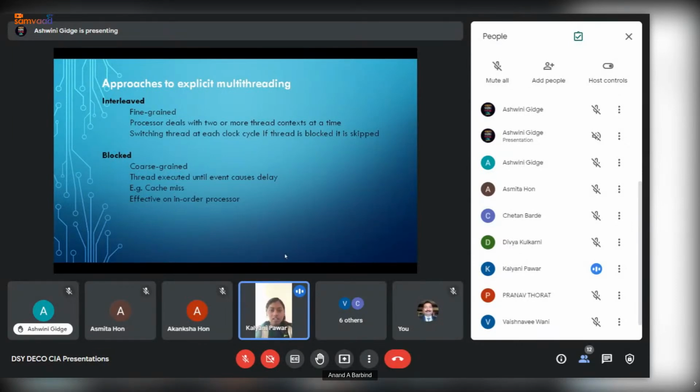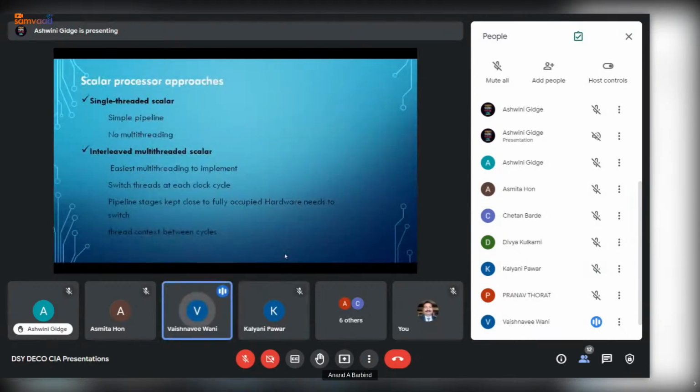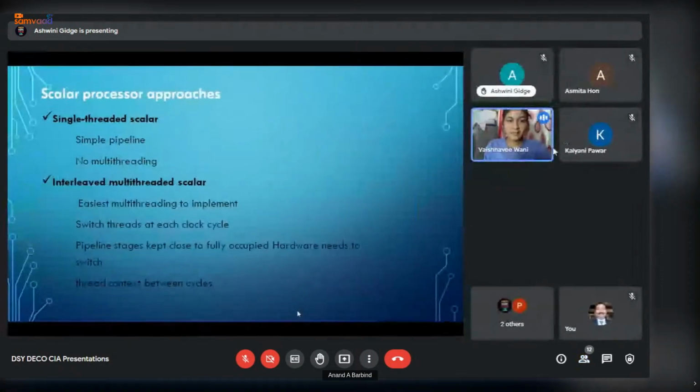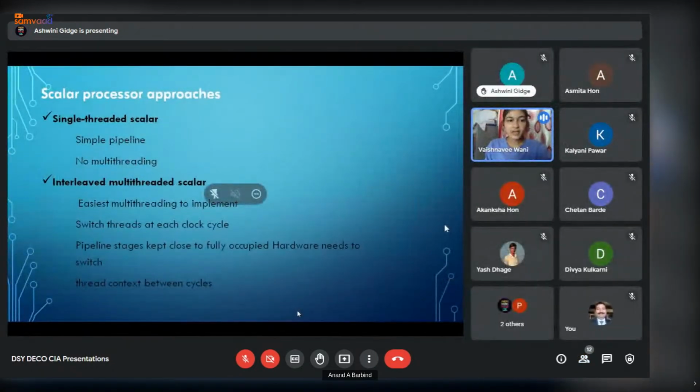Vaishnavi, please continue. Thank you, Kalyani. A very good morning to everyone. Here I am going to explain the topic of scalar processor approaches. Firstly, we will see the single-threaded scalar and the interleaved multithreaded scalar. The single-threaded scalar has a simple pipeline and there is no multithreading. Interleaved multithreaded scalar is the easiest multithreading to implement, switching threads at each clock cycle. Pipeline stages are kept close to fully occupied, and hardware needs to switch the hardware context between cycles.